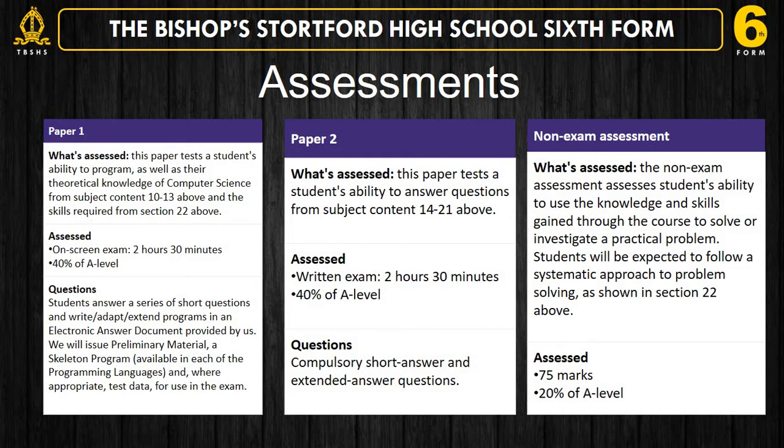There are three different components to the assessment. Paper 1, which is an on-screen exam, Paper 2, which is a normal written exam, and the non-examined assessment, which is a large piece of coursework. You can see on screen the different components and their different weightings. For example, Paper 1 is 40%, Paper 2 is 40%, and the NEA, or non-examined assessment, is 20%.